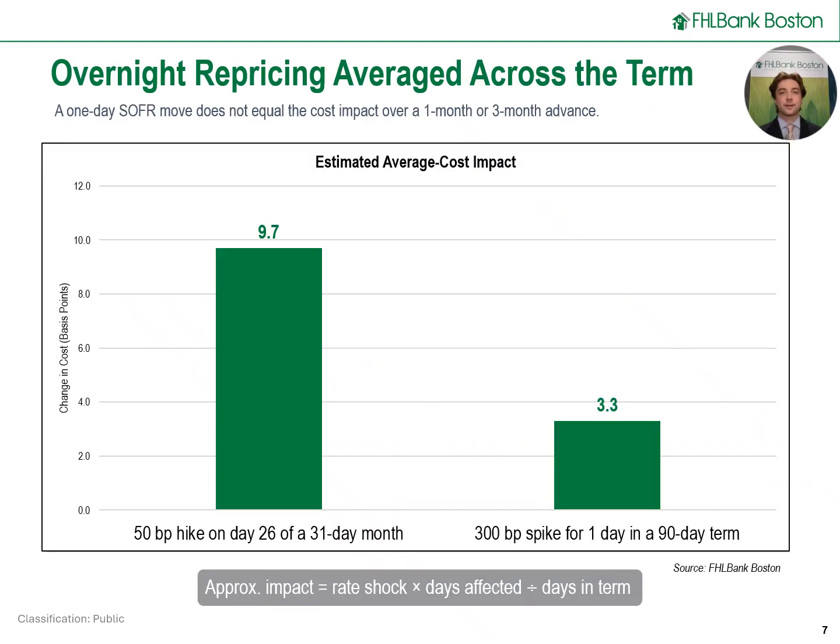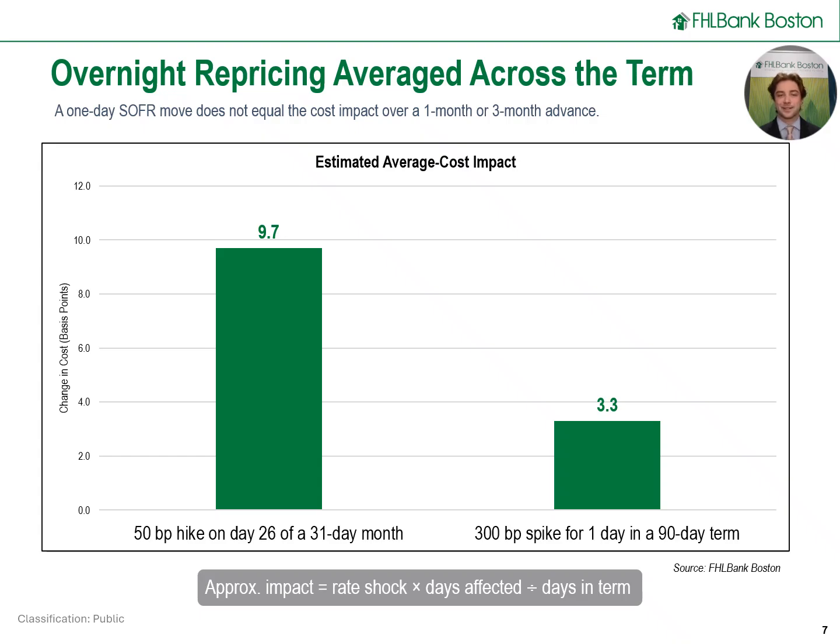And that framework brings us to the second part of the fear. Even if SOFR does spike, what does that actually do to the cost of borrowing? The key is averaging. The approximate impact on average cost is the size of the rate shock multiplied by the number of days it affects the borrowing, then divided by the number of days in the term. Take the first example. A 50 basis point hike on day 26 of a 31-day month adds about 9.7 basis points to the average cost for that month, not 50 basis points.